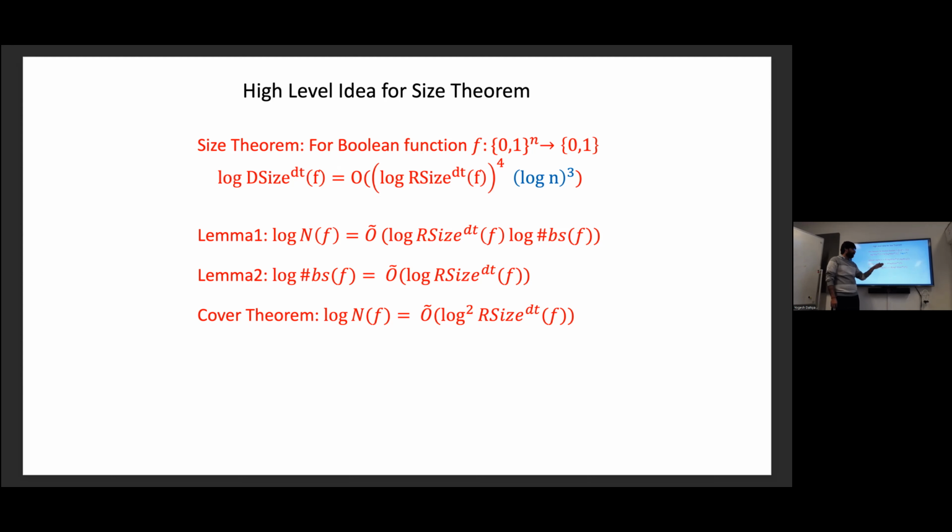So in that case, we say, okay, let's say block number is small, and additionally the randomized size is also small. Combining these two facts, we can build an efficient cover for our function. And now combining these two steps, the log of block number can be upper bounded by the log of randomized size. You get that the log of cover number is upper bounded by the log of randomized size to the cover.